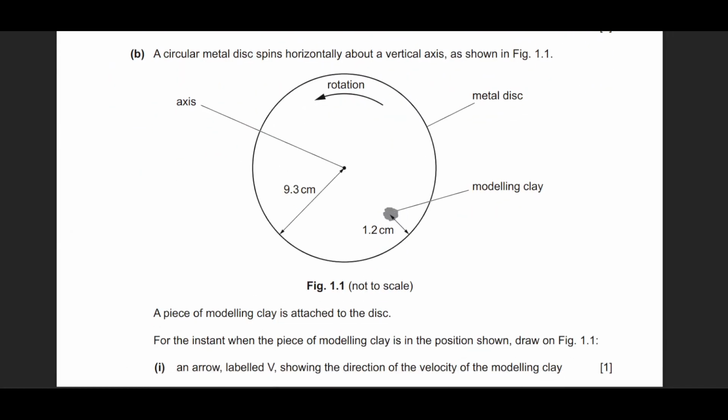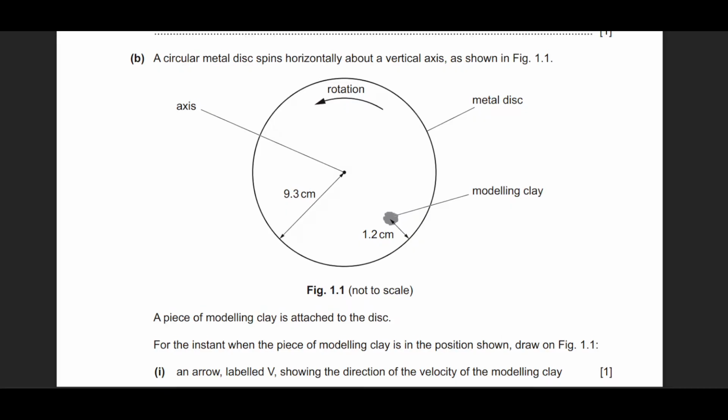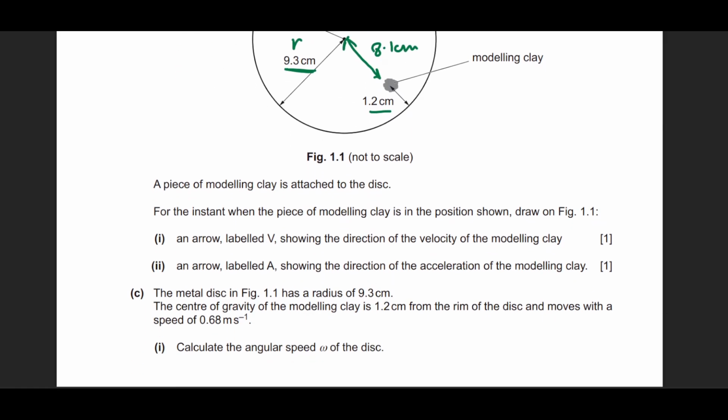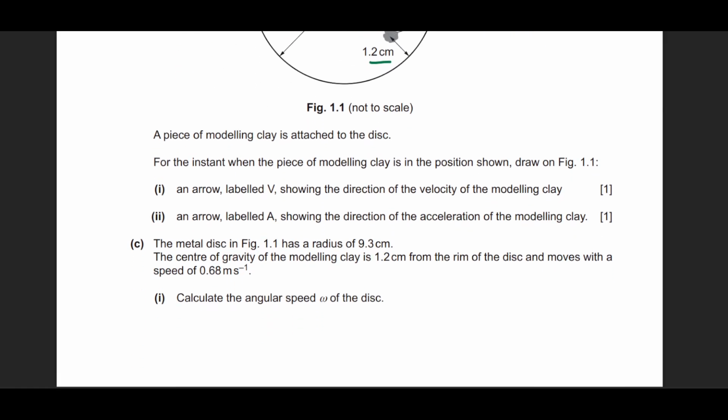Okay. Moving on to the next question, he says the circular metal disc is spinning horizontally like this, and the total radius is given to us as 9.3, and there is a piece of clay 1.2 centimeters from the edge. So the distance from the center up to this point will come out as 8.1 centimeters if you subtract 9.3 minus 1.2. He says for this part, draw an arrow labeled V showing the direction of velocity.